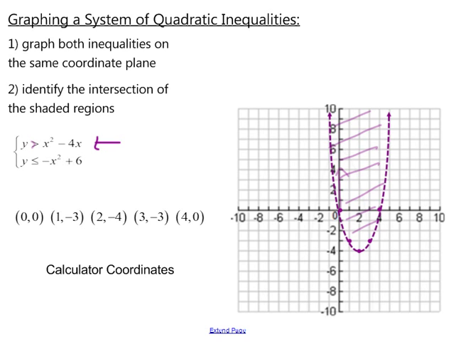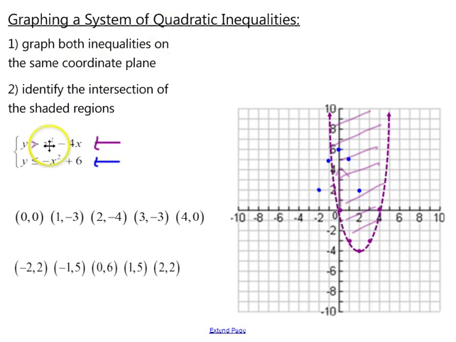Now let's go ahead and move on to our second one. Our second one, I'm going to graph it in blue. So when you put this into the calculator and get your coordinates, here are the points. So let's go ahead and plot. So we have (-2, 2), and then we have (-1, 5), (0, 6), (1, 5), and (2, 2).